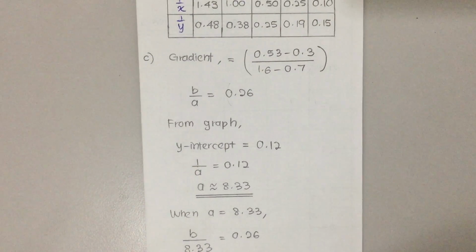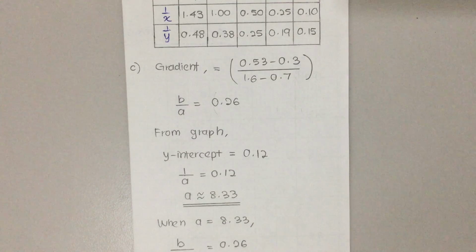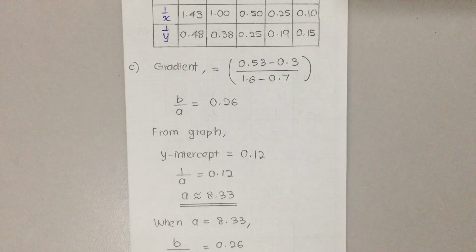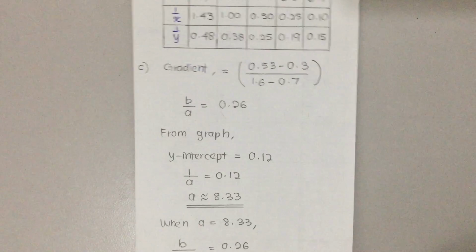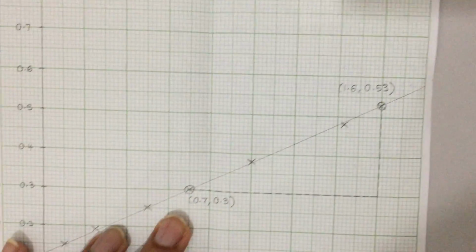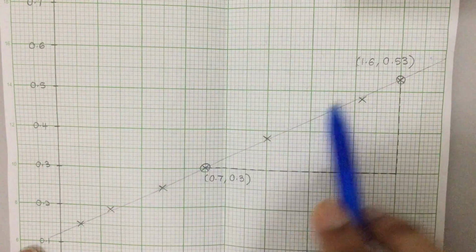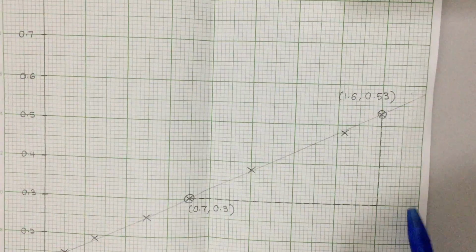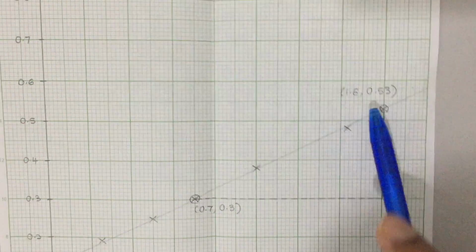Okay, once you have drawn the graph, the next thing is we need to find the gradient and the y-intercept. In this question, how are we going to find the gradient? Compared to our straight line equation, the gradient we obtain is b over a. So the next thing is we need to find the gradient from the graph. How are you going to find the gradient value from the graph? It's very simple. I choose any 2 points from here. In this case, I choose 0.7 and 0.3, and 1.6 and 0.53.